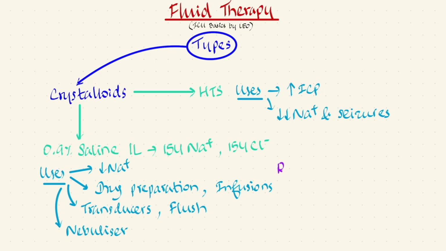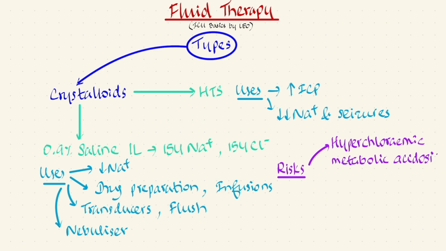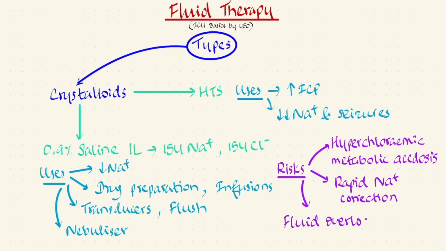However, there is significant risk of hyperchloremic metabolic acidosis due to high sodium and chloride loads, leading to problems with coagulation and renal function. Moreover, rapid correction of sodium could occur, especially with hypertonic saline, and it could be complicated by central pontine myelinolysis due to rapid osmolality change and water shift out of intracellular space. Fluid overload is a quite notorious side effect in patients with congestive heart failure due to high sodium content.